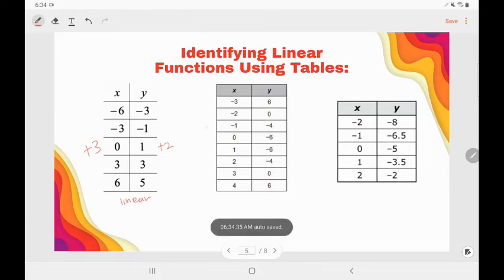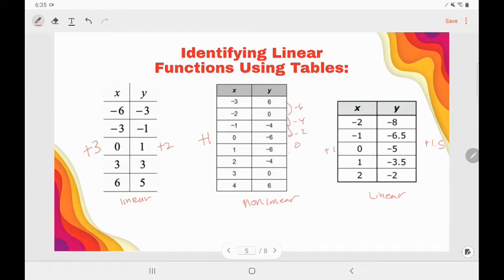On the second example, all of these values increase by 1, but all the values on the y aren't the same. This is minusing 6, this is minusing 4, this is minusing 2, then it stays the same. So this is nonlinear. And this last one is linear. It increases by 1, and this also increases by 1.5.